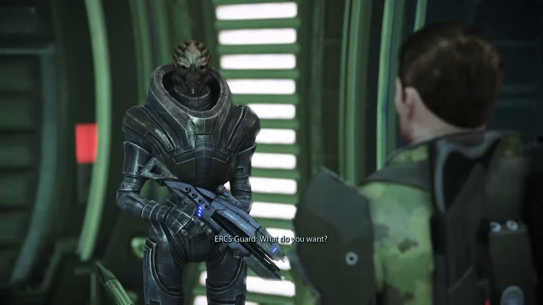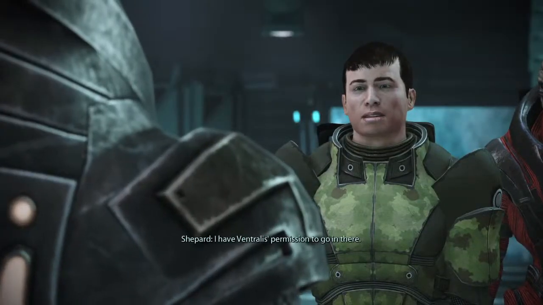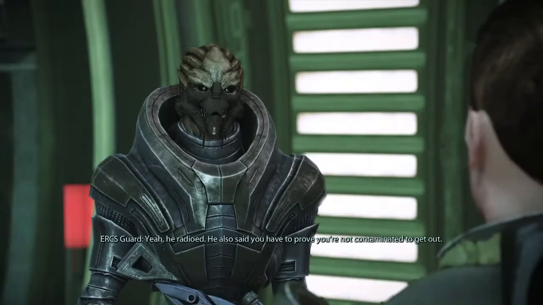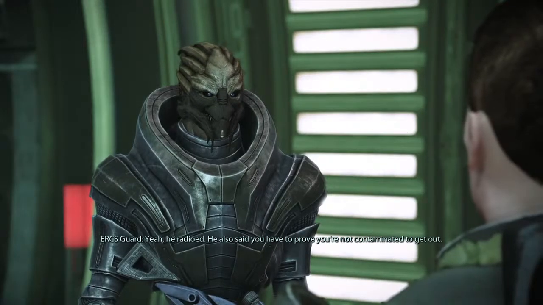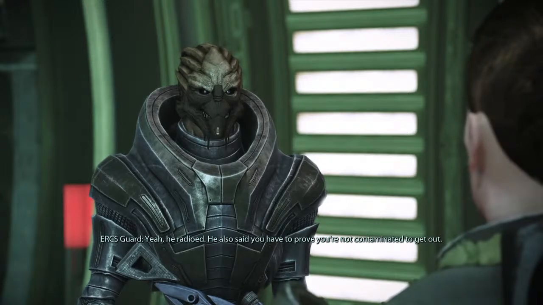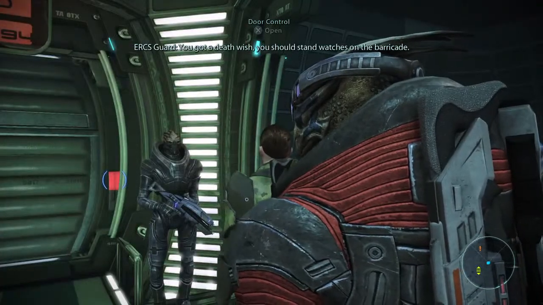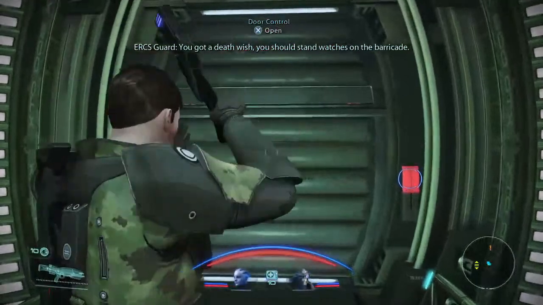What do you want? I have Ventralis' permission to go in there. Yeah, he radioed. He also said you have to prove you're not contaminated to get out. You got a death wish? You should stand watches on the barricade.